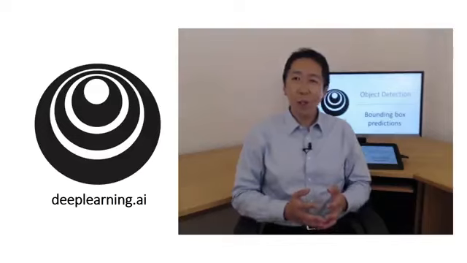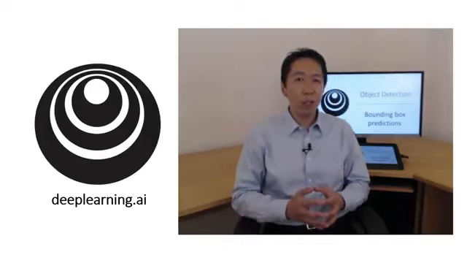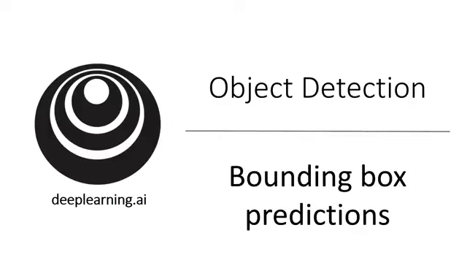In the last video, you learned how to use a convolutional implementation of sliding windows, and that's more computationally efficient, but it still has a problem of not quite outputting the most accurate bounding boxes. In this video, let's see how you can get your bounding box predictions to be more accurate.